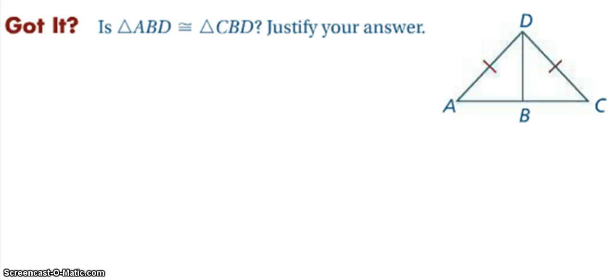Hopefully you've worked through section 3 of the lesson to make it to this got it problem. Pause the video and ponder this. You have to have enough information that you can prove without a doubt that they are congruent. So see what you think. Is triangle ABD congruent to CBD? One piece of information that is given to you is that AD is congruent to DC, and you know you have a shared side here. So pause the video now, come back for the answer.